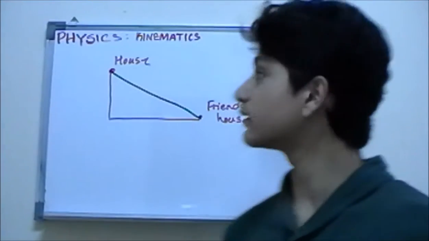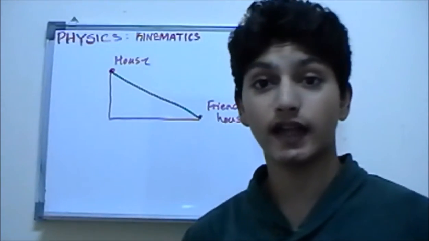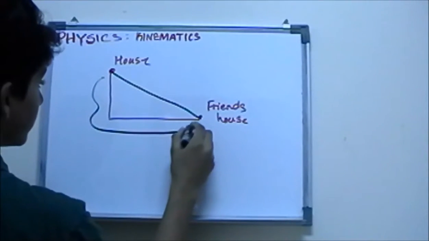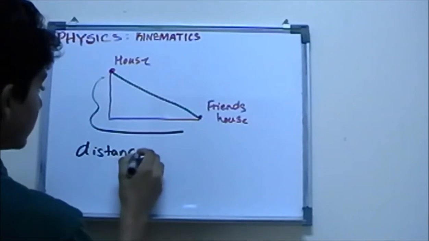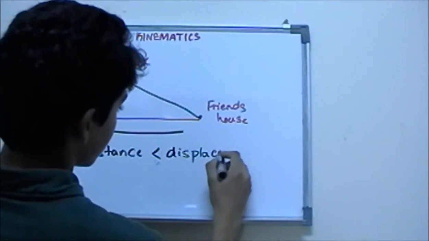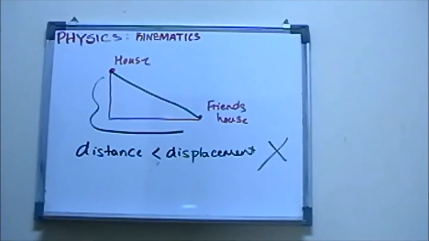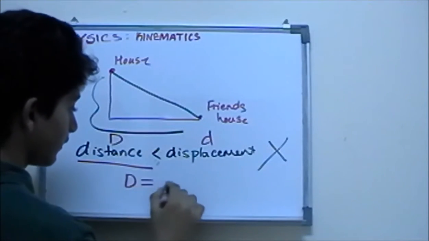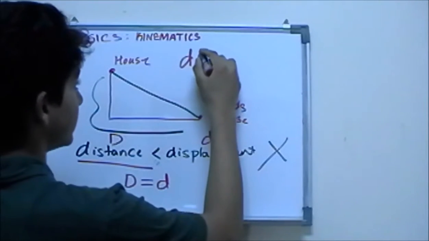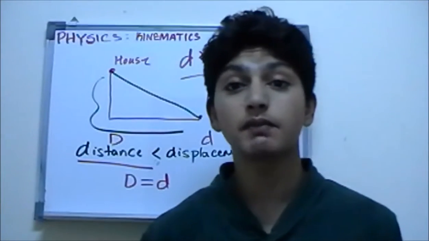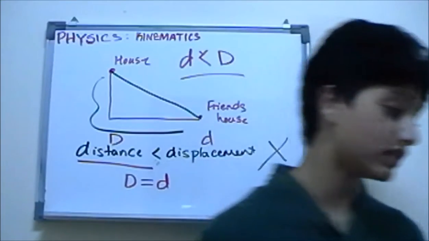Now in some cases displacement is equal to the distance, but only in rare cases, sometimes. But the thing that is not possible is that distance is never less than displacement. Let me write in another color. I'm going to put this as big D and small d. In some cases they are equal, and most of the time displacement is less than distance. That is why we choose displacement to travel long distances in a short period of time, to save time.